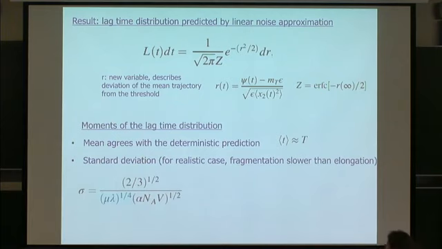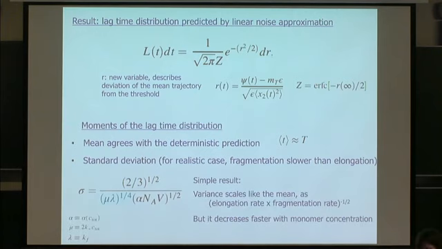So fortunately, as you would expect, the mean of this lag time distribution agrees with the deterministic prediction. So that's encouraging. And then the standard deviation of it is given by this. Here I'm kind of cheating because I made some assumptions, which is that the fragmentation is slower than the elongation, but it turns out that that's actually true. Otherwise, you get a very complicated expression. But if you make this assumption, you get a very simple expression here.